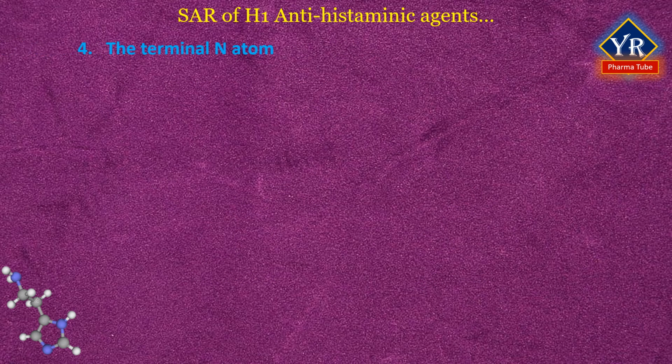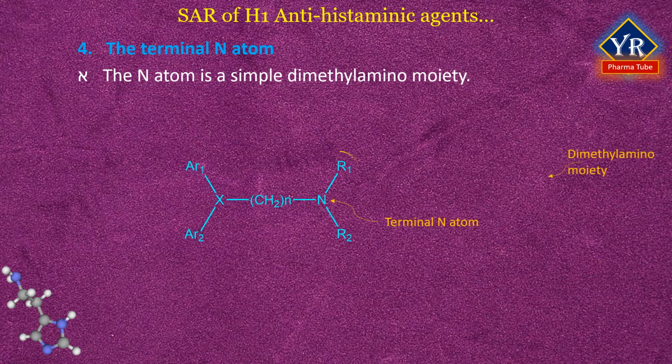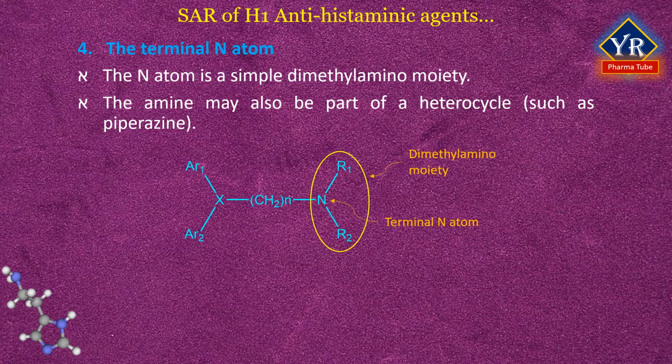And number 4, the terminal nitrogen atom. A basic terminal amine function is present, which in many of the first generation or classical antihistamines is a simple dimethylamino moiety. The amino nitrogen may also be part of a heterocyclic structure, as illustrated by the piperazines, some propylamines such as pyrrolidines and piperidines, some phenothiazines and dibenzocycloheptanes, and the second generation antihistamines.